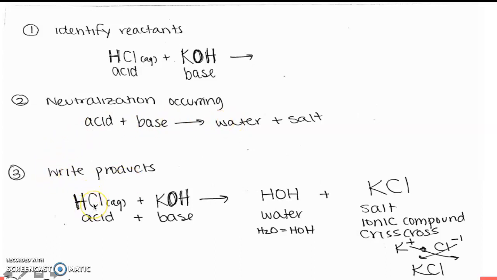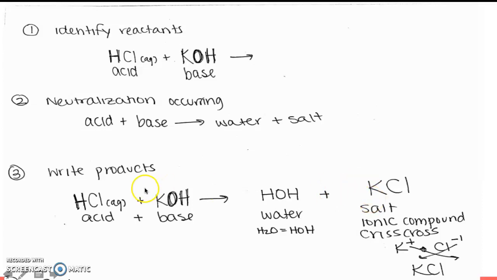We have HCl plus KOH. The H from the acid is going to combine with the OH to make water. So here is water, HOH, which you can rewrite as H2O. Either way is okay, but just understand that the H is coming from the acid, the OH is coming from the base, plus we get our salt.